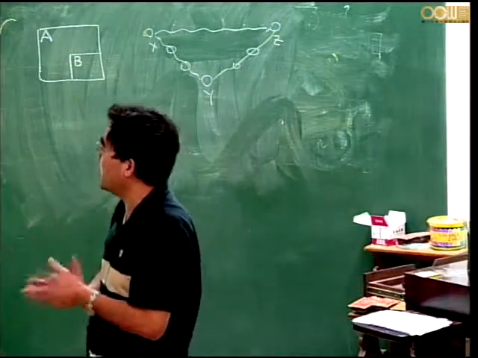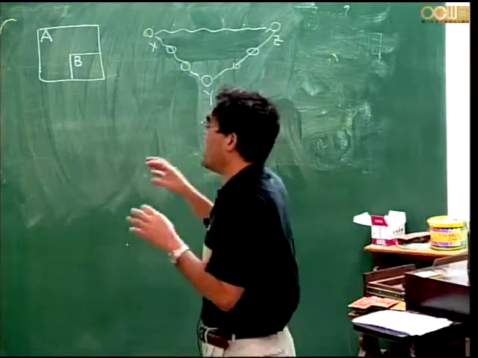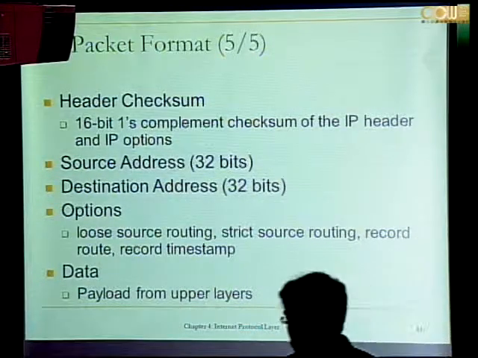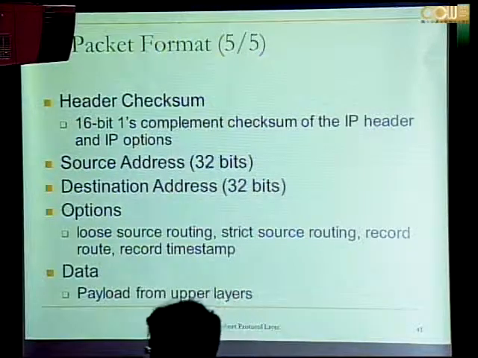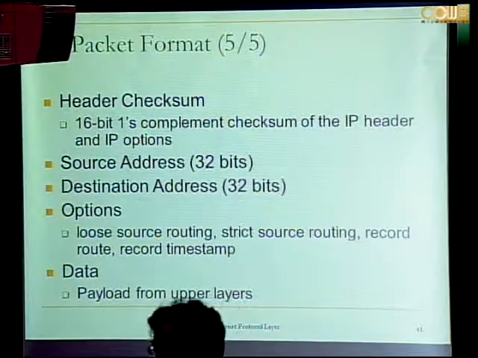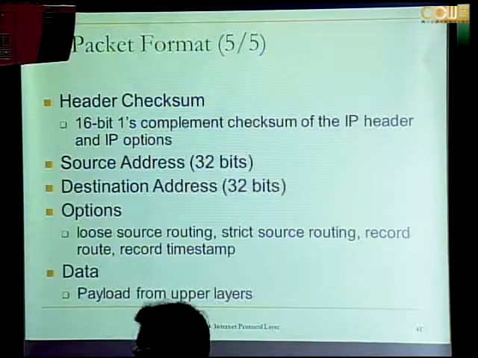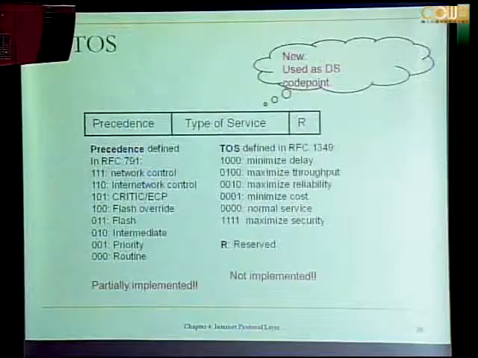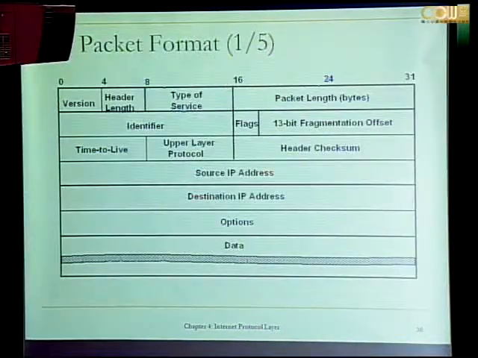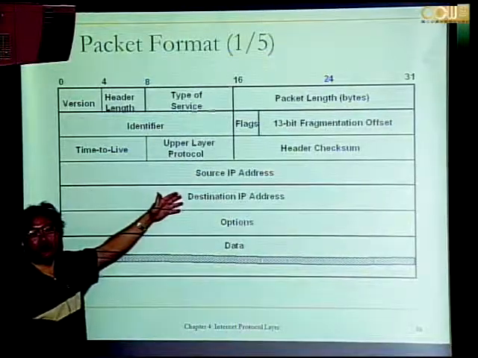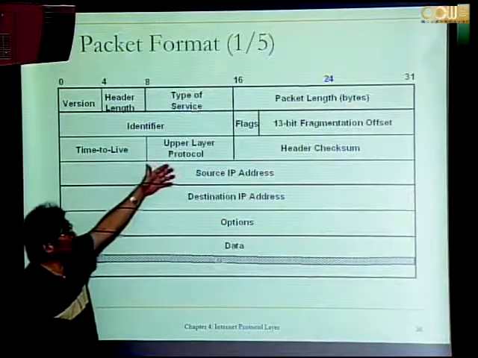How about record route and record timestamp? With this option, you can ask the intermediate routers, the routers in between, to timestamp and to record themselves. They can stamp their ID, their address, and they can stamp the time passing through them. See, in the header, the destination is still Z, for example, and source is Y and X.